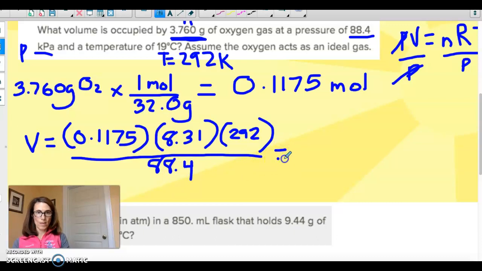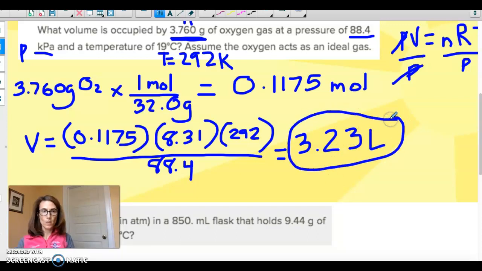All right, so let's plug that into our calculator. So 0.1175 times 8.31 times 292. And then I'm going to divide that by 88.4. And I get a volume of, and I'm going to go with 3 sig figs since that's the least that I'm seeing there in my calculations. And I get a volume of 3.23 liters. Okie dokes. So that's another example.